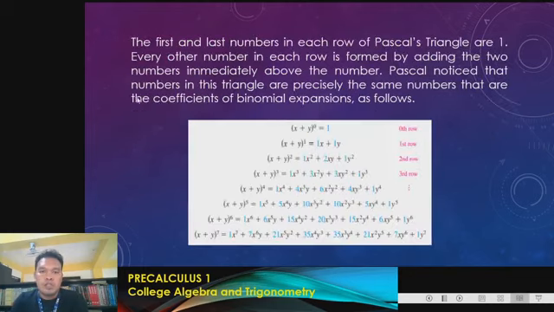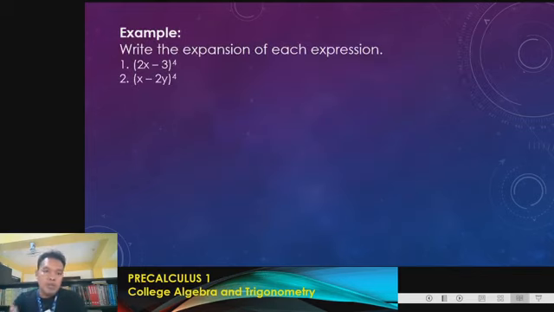Then Pascal noticed that the numbers in these triangles are precisely the same numbers that are the coefficients of binomial expansions, as follows. So, kung makikita nyo, ito po yan, no? We have, yung mga naka-blue, yan po yung mga coefficients ng binomial expansion. Okay? So, para ma-test natin yung formula at para naman din mas maintindihan nyo yung i-discuss natin.